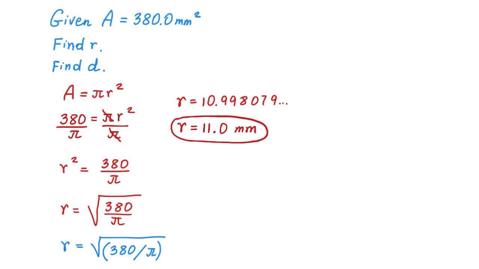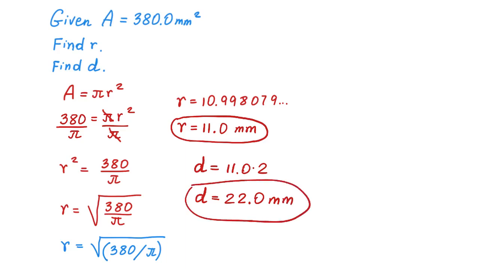The diameter is twice the radius. So to find the diameter, we take the radius and we multiply by 2. So we get that the diameter is 22.0 millimeters. Now let's see another problem.